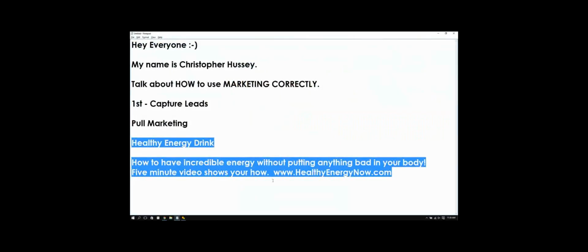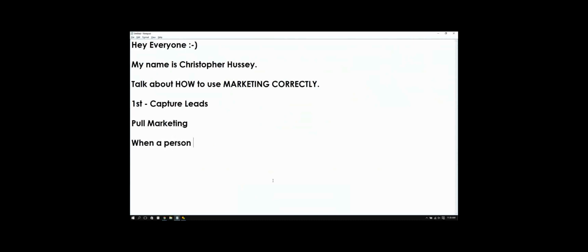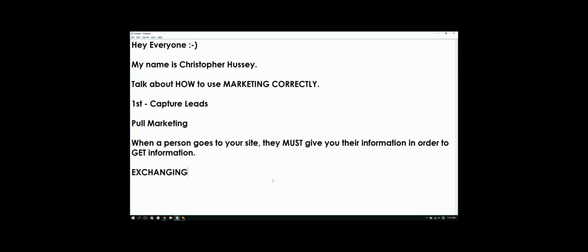But this is the key. The key is when a person goes to your site, they, stay with me, must give you their information in order to get information. All right? I want to be super, super clear here, guys. We are exchanging value for value. This is the key concept right here.